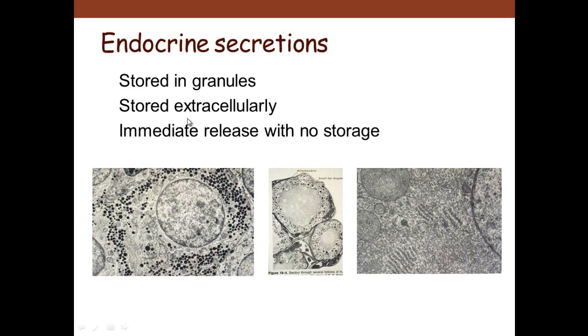It can be stored extracellularly, that is, outside the cell. But in doing so, you have to have a follicle to contain that storage component. So these are the follicular cells. There's a colloid stored. This is in the thyroid. And then also you have immediate release with no storage. And here we can see this is adrenal. So thyroid, pituitary, and the adrenal.